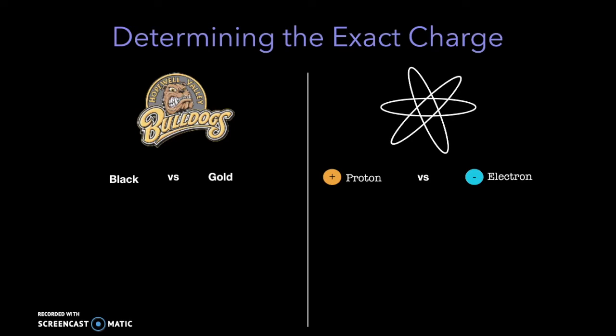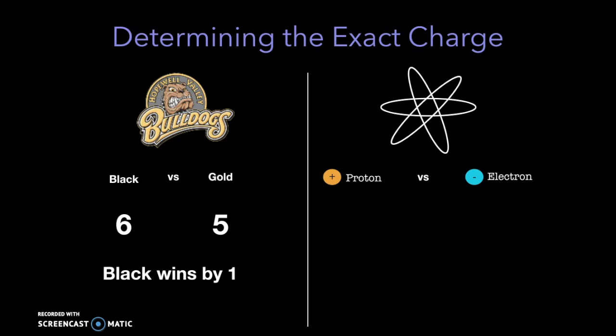Once we figure out that protons and electrons contribute to charge, we need to figure out how to determine what the exact charge is. So I want to give you an example of a game. It could be any type of sports game. So pretend the Bulldogs were playing and the final score was that the black team scored 6 points and the gold team scored 5 points. A normal assumption to make, and people say this all the time, is that the black team wins by 1 because they scored 1 more point than the gold team.